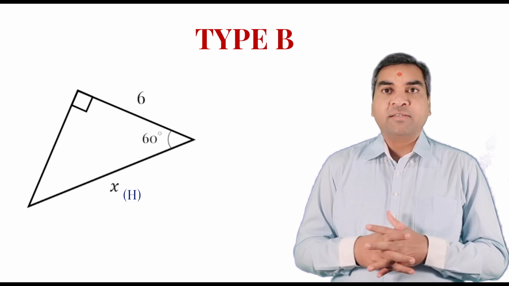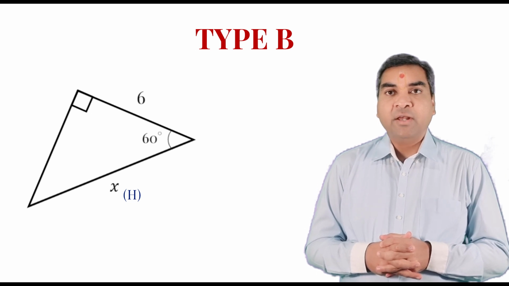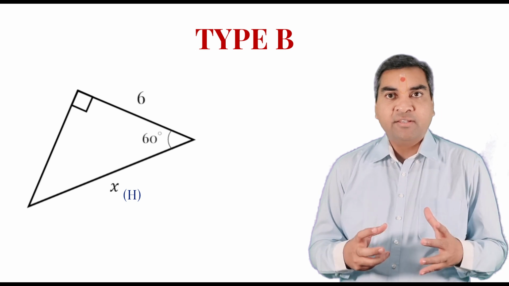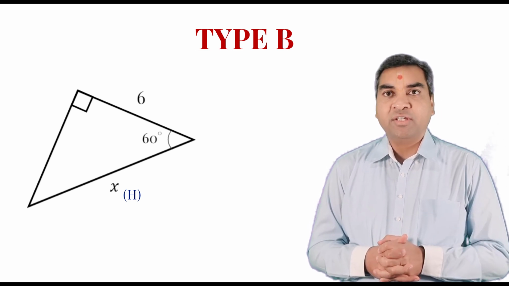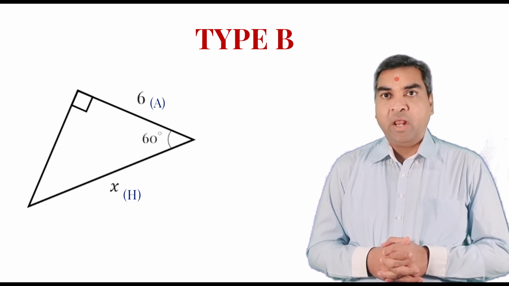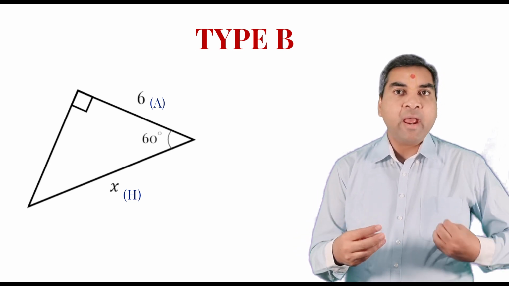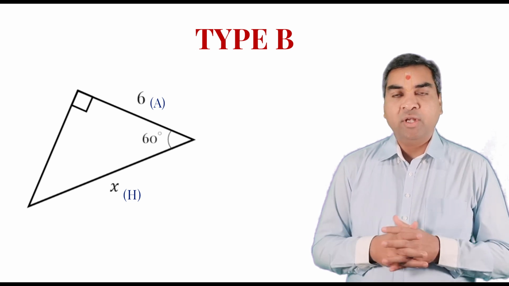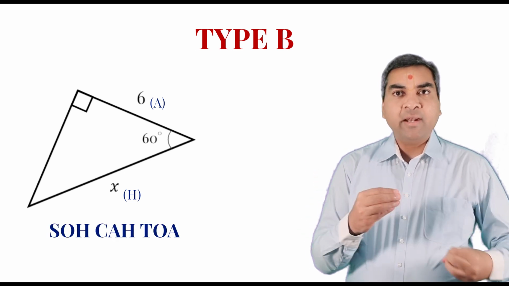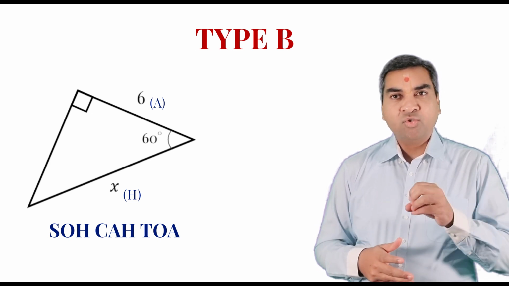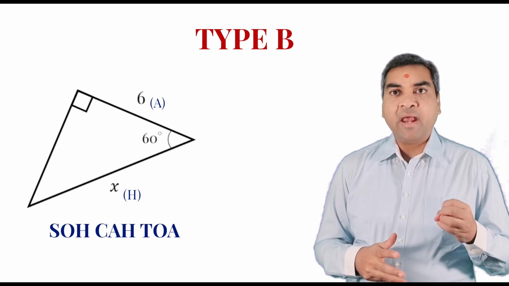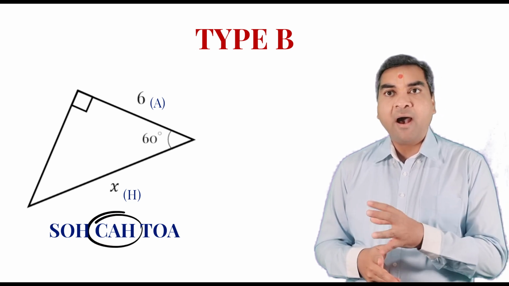My side 6 is closer to the 60 degree angle. It's my adjacent, not the opposite side. It's the next one, so it is adjacent. So I'll write A next to 6. Now I do have sides A and H. Now I'll check my Soh, Cah and Toa. A and H, where does that fit? We can see that A and H fits in Cah.